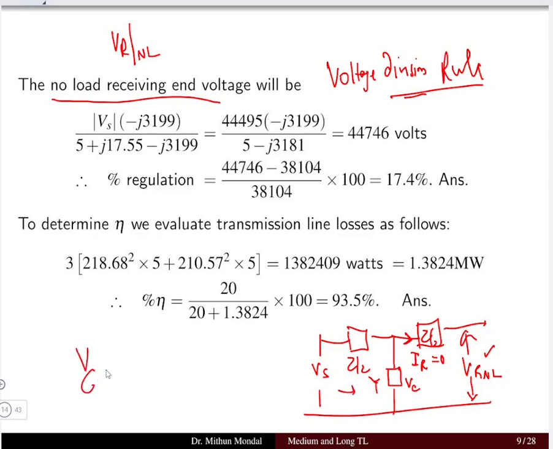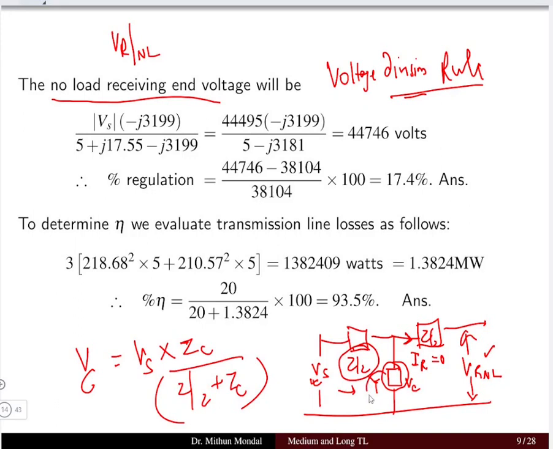So the voltage of the capacitor is equal to Vs multiplied by the impedance of this part, that is, the impedance Zc divided by Z by 2 plus Zc. This is the voltage division rule. Now we have already determined the value of Vs. We have been given the value of Z by 2 and admittance. This admittance we need to convert into impedance first, Zc. Then we can use this formula, and this is under the no load condition. So the voltage at the no load condition is basically 44746 volts.